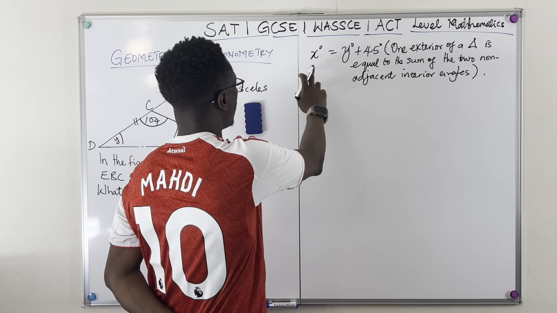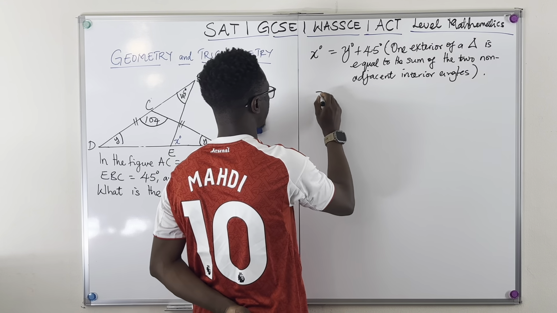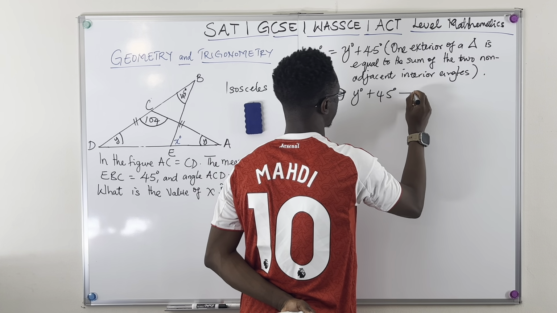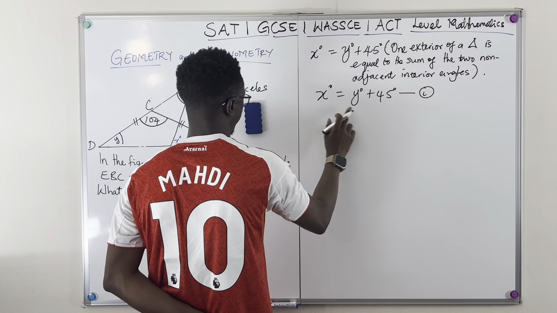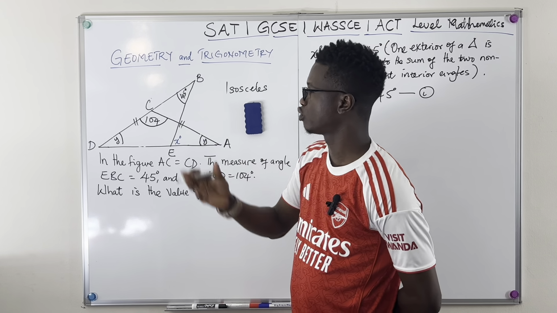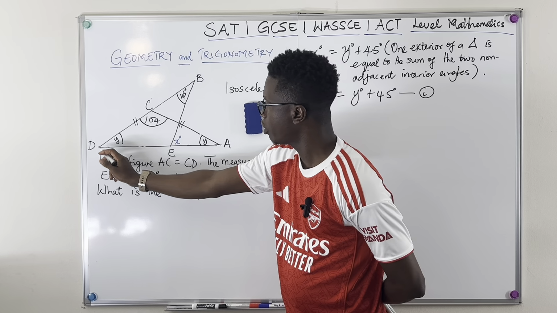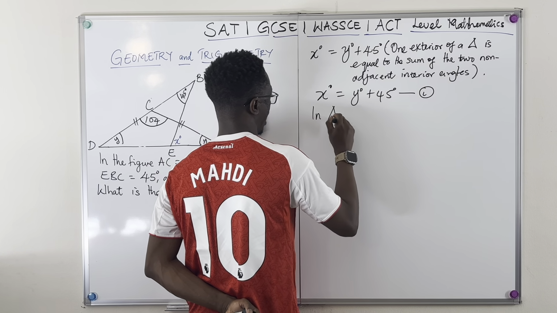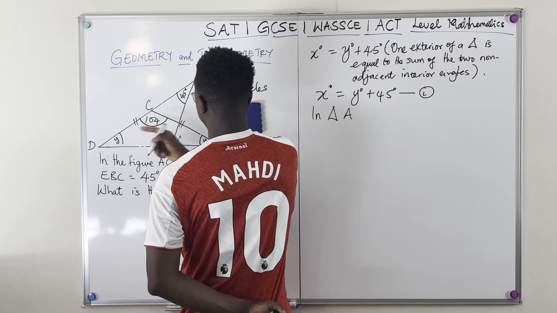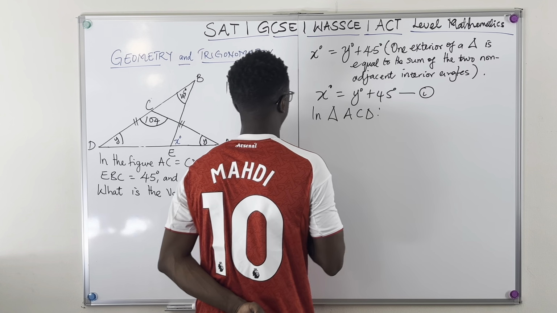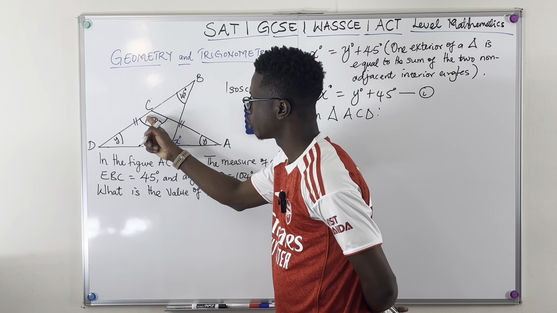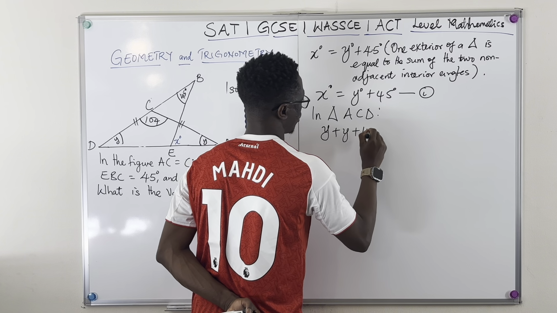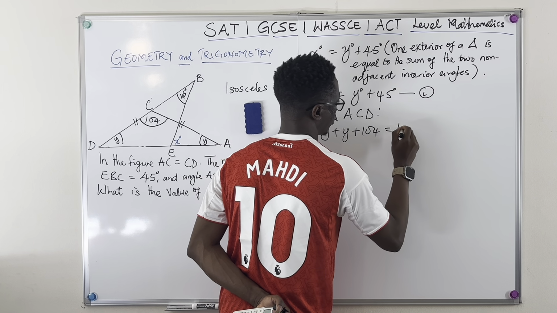Now, once you know that, let's keep this equation. We say x degrees equals y degrees plus 45 degrees. Let's put that as equation 1, because I need to find y. Now all we have to do is find y. How do we get y? We know this is a triangle. In triangle ACD, y plus y plus 104 equals 180 degrees.